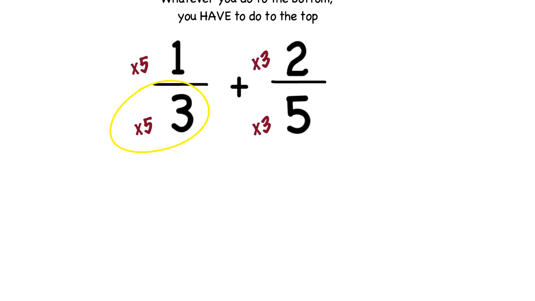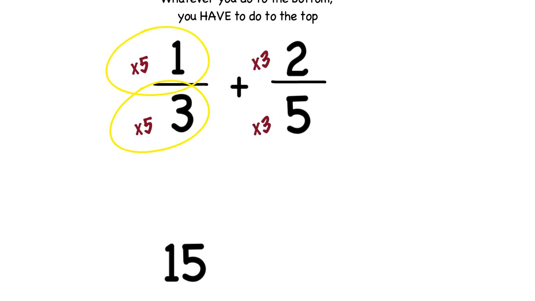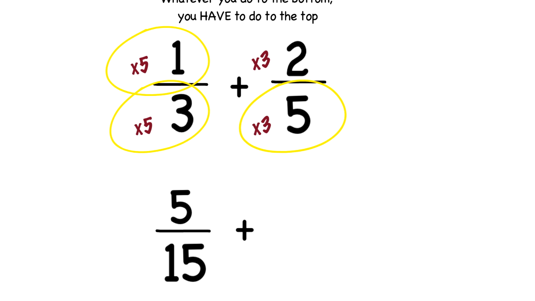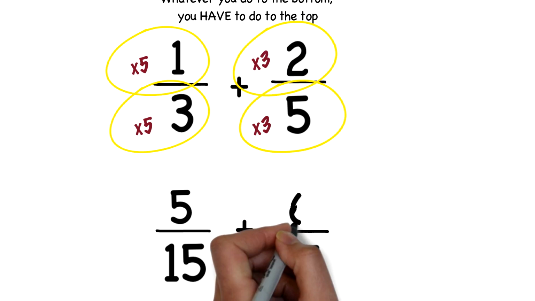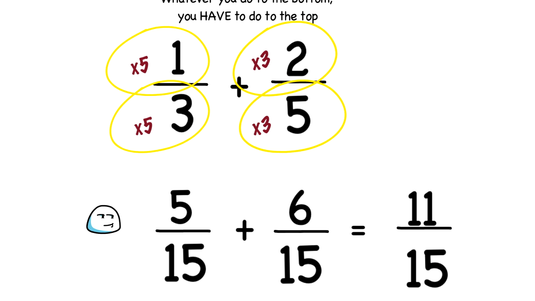So 3 times 5 will give us 15, 1 times 5 will give us 5, 3 times 5 will give us 15 for that side, and 2 times 3 will give us 6. Now that the bottom numbers are the same, we can just add the 5 and the 6 to give us 11. And 15 on the bottom stays the same.